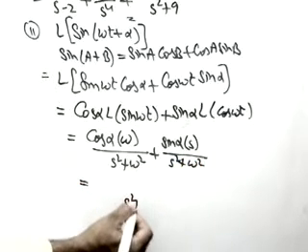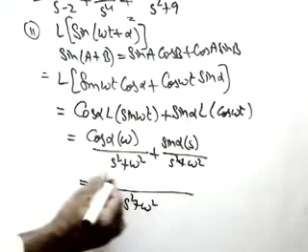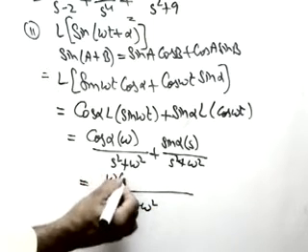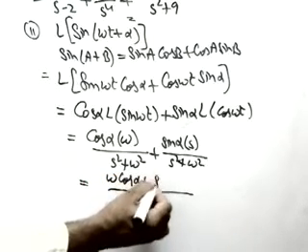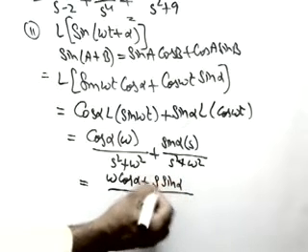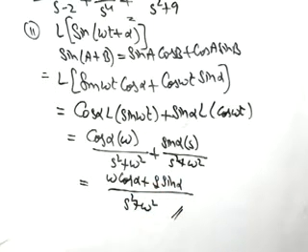Let me take the LCM, the last step. If we take the LCM, s square plus omega square, what will be here? Omega cos alpha plus s sin alpha.